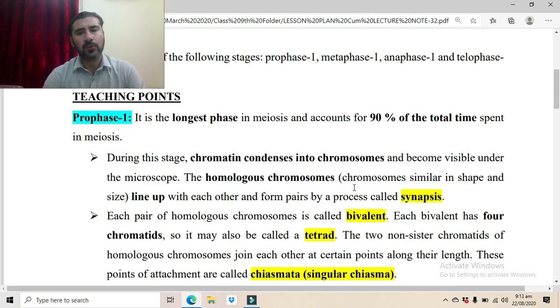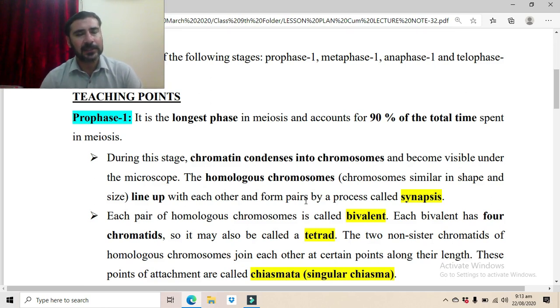The homologous chromosomes, those chromosomes which are similar in shape and in size, line up with each other and form pairs by a process called synapsis. Synapsis is the process in which the homologous chromosomes, those chromosomes which are similar in shape and in size, pair up with each other, and they form pairs.